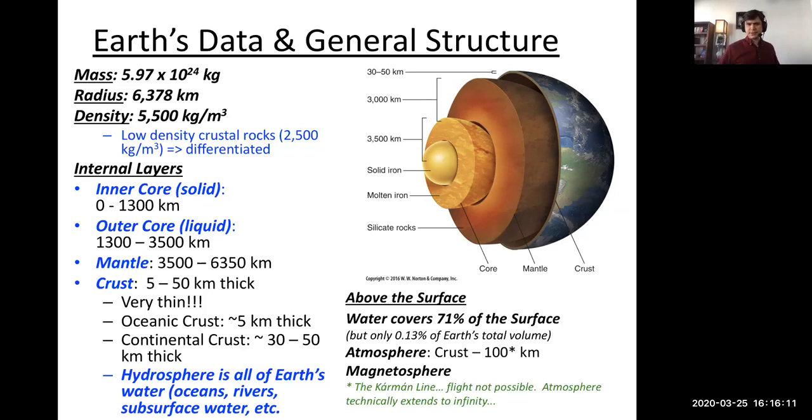How big is the Earth? When we talk about the size of planets, we usually refer to the radius of a planet, not the diameter of a planet. So what is the radius of the planet? It's the distance from the center of the planet to the surface.